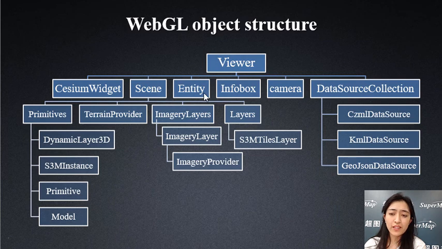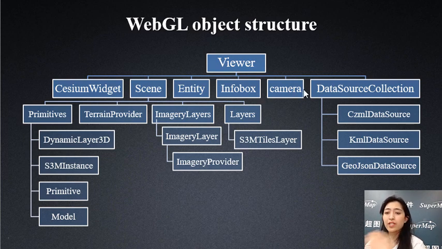And the entity mainly loads the sketch objects, very similar to the primitives. The difference is that the entity has a higher degree of abstraction than the primitives, and it is directly added to the viewer to display. And the info box is a message pop-up window, which can display the message directly in the scene.